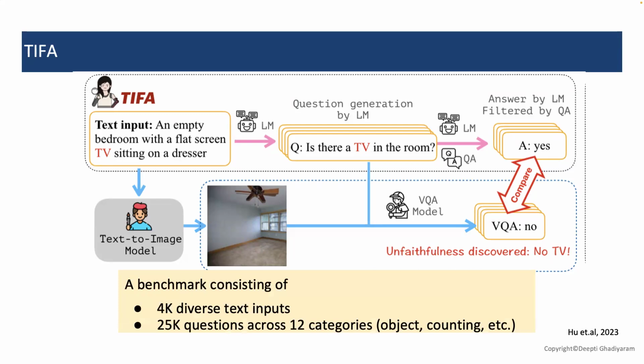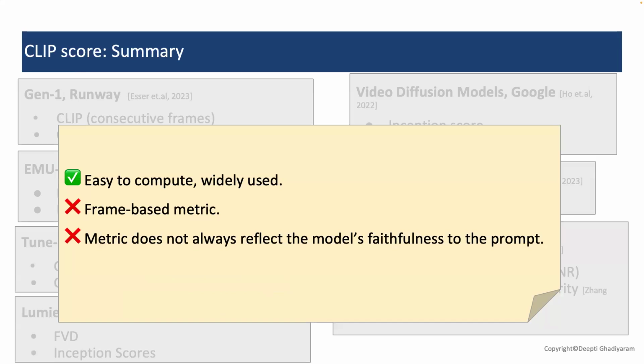In this work, they've open sourced around 4,000 diverse text prompts and several questions that were probed using a language model. So in summary, CLIP score is again widely used and easy to compute. It's a frame-based metric and does not always reflect the model's faithfulness to the provided prompt.